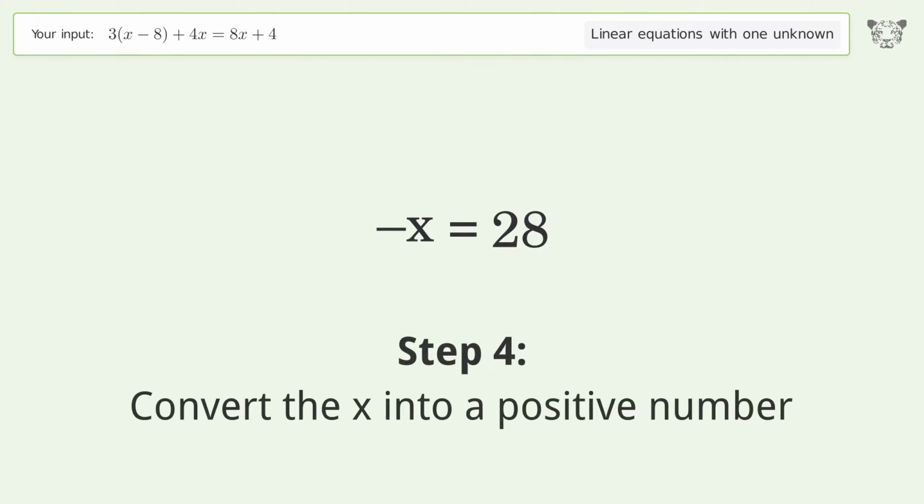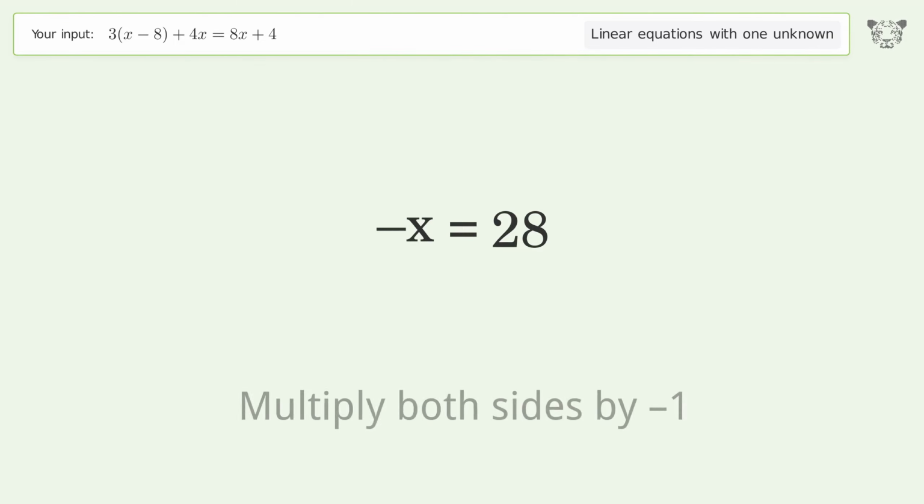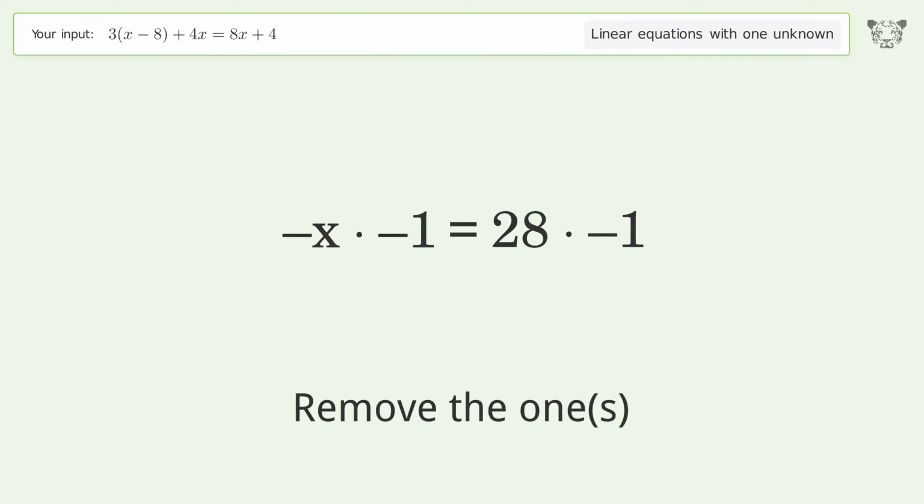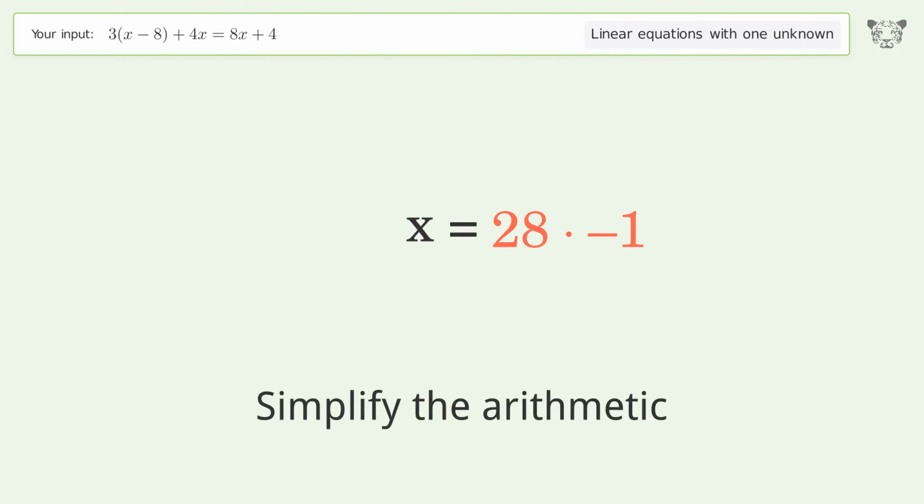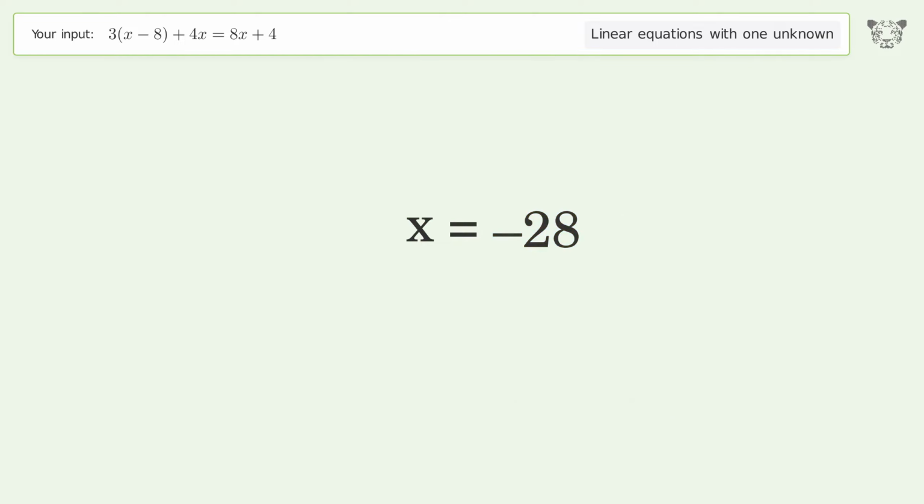Convert the x into a positive number. Multiply both sides by -1. Remove the ones. Simplify the arithmetic. And so the final result is x equals -28.